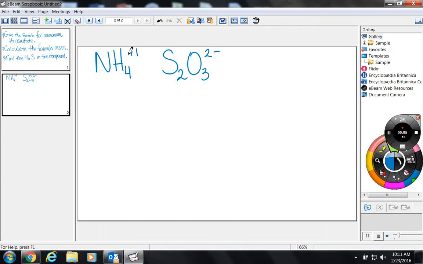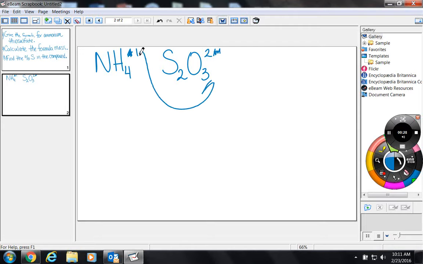All right. So what we've done so far, we've written down our ions. We found those where? On the ion sheet, because ammonium and thiosulfate are not elements. We have to look on our ion sheet when we get anything that sounds weird, right? Okay. So we're going to get rid of our plus. We're going to get rid of our minus.